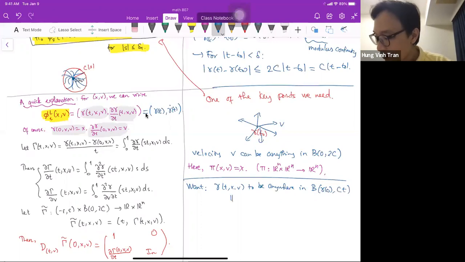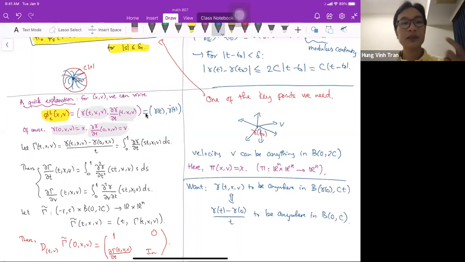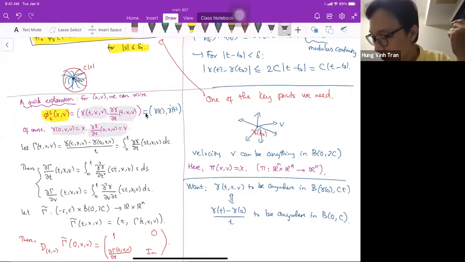So this is equivalent to the fact that I want gamma t minus gamma 0 over t to be anywhere in the ball of center 0 radius c, right? So that's still a controllability problem, allows me to reach any point, but I'm just normalizing it. Again, it's just a certain technique. I'm normalizing things and putting things in good order so that I can apply either the implicit or inverse function theorem. So that's what I'm doing.